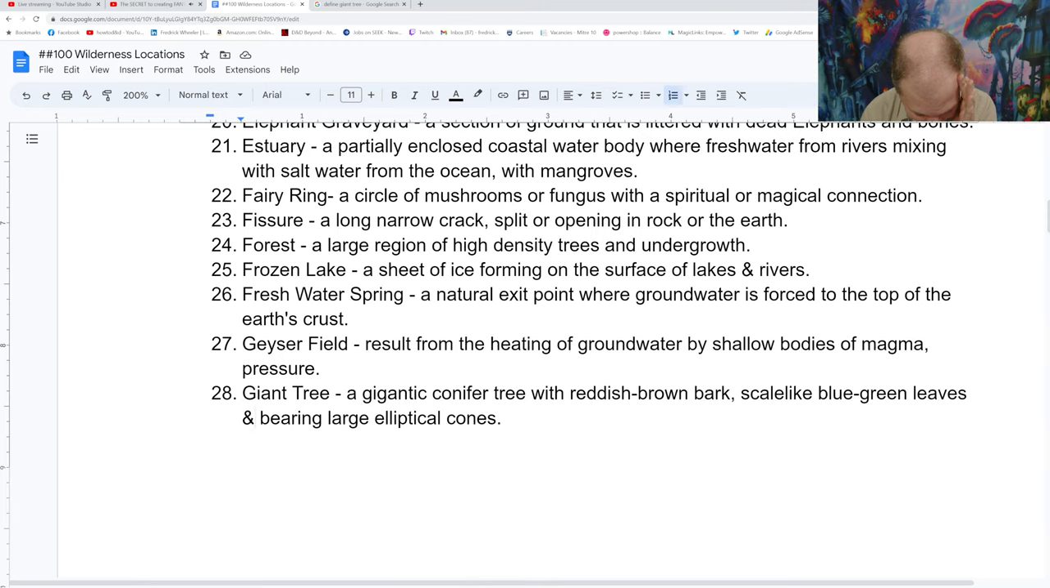Okay, what else we got here? The crystalline tree type growths that draw moisture from deep earth and deserts. Crystalline tree. Okay, hang on. Let me see.